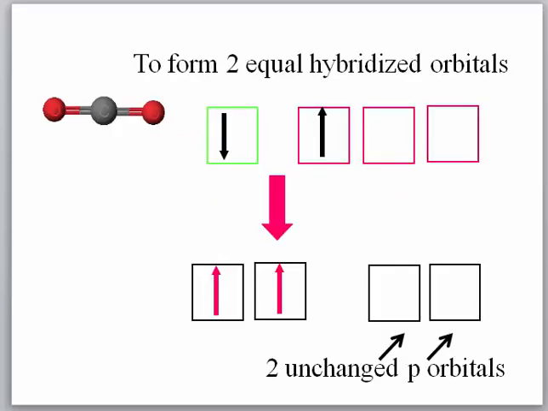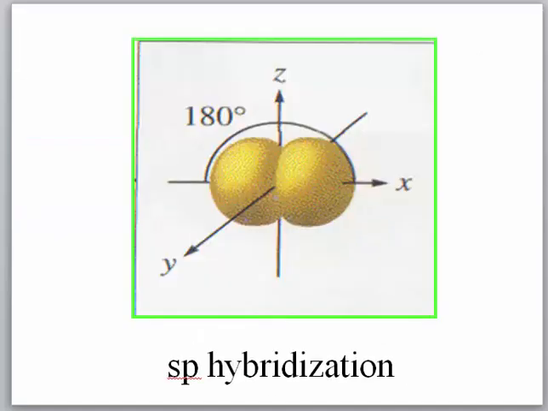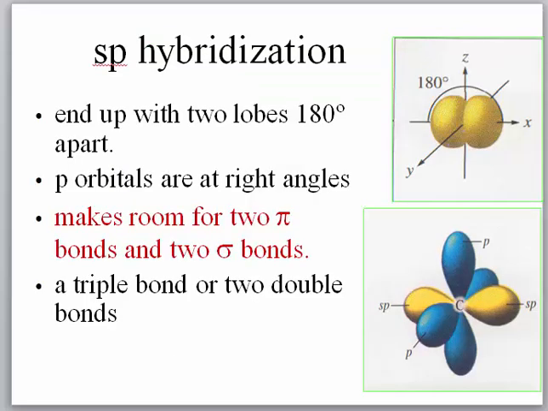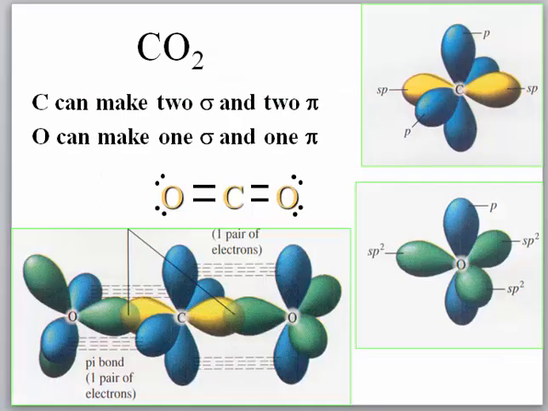sp hybridization, you're blending an S with a P, leaving you with 2 unchanged P's. Go through this pretty quickly. So you blend those 2 together, you get 2 equal orbitals. They've got to be pointing in opposite directions with a 180-degree bond angle. So anytime you have sp, you're going to have a triple bond or 2 double bonds. So you're going to have 2 pi bonds and 1 sigma. Remember, you can always have only 1 sigma bond. So now you have 2 unhybridized p orbitals that are going to hold electrons.